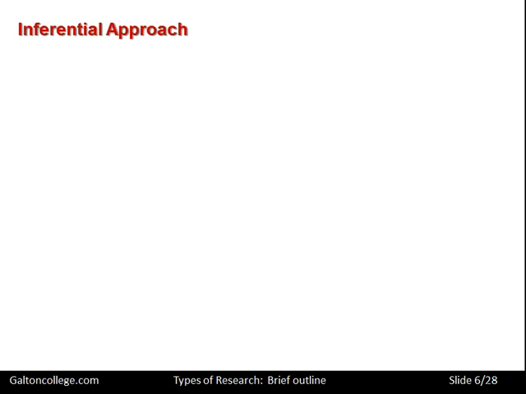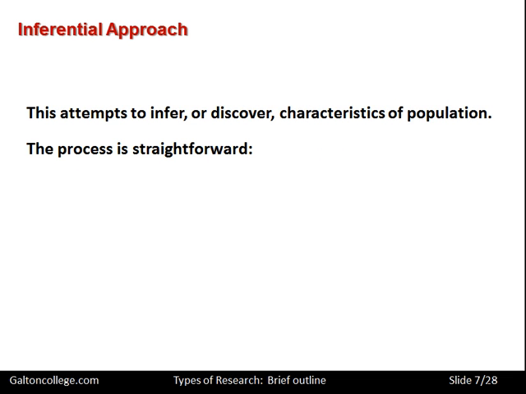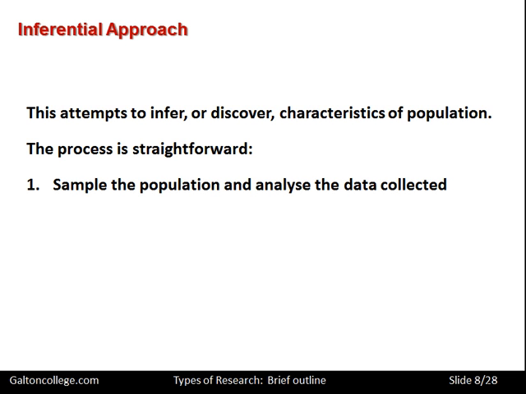There's also what's known as an inferential approach. Now the inferential approach attempts to infer or discover characteristics of the population. The process is straightforward. Sample the population and analyze the data collected. Draw likely outcomes for the population. So look at a sample, try to work out the properties of the sample, the characteristics of the sample, and then infer from that what are the likely characteristics of the whole population. And that is the inferential approach.